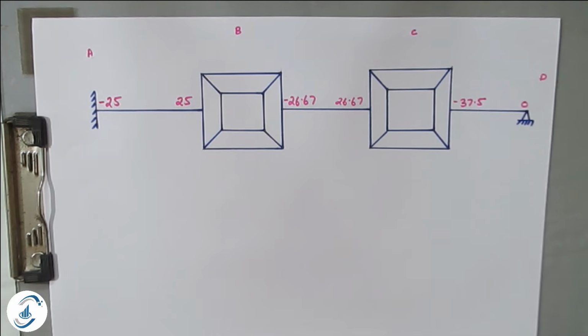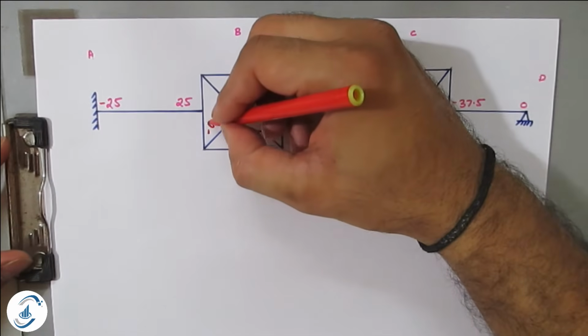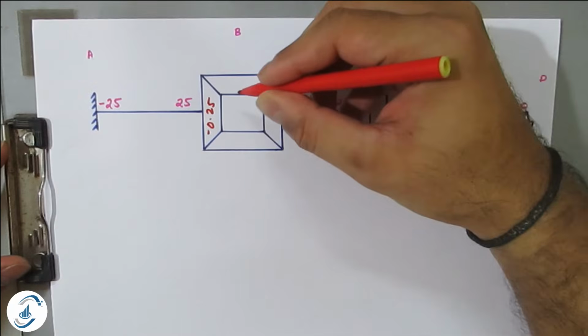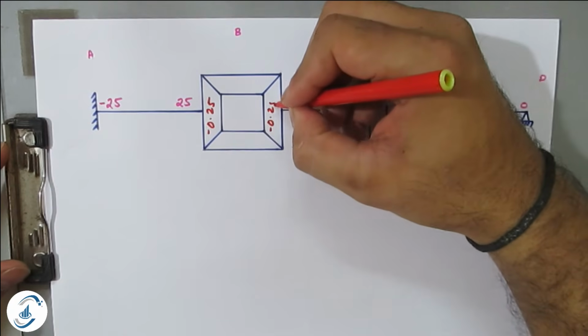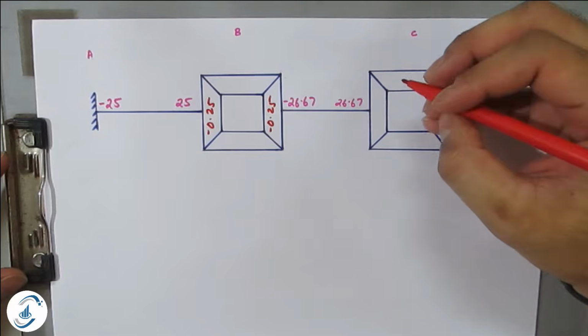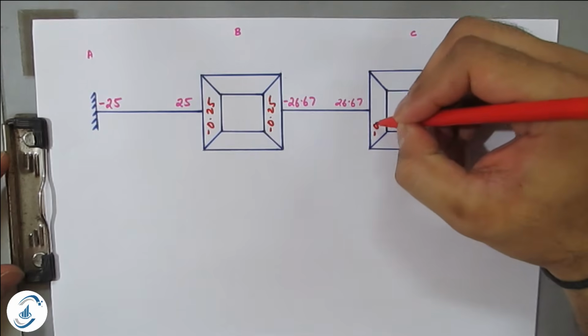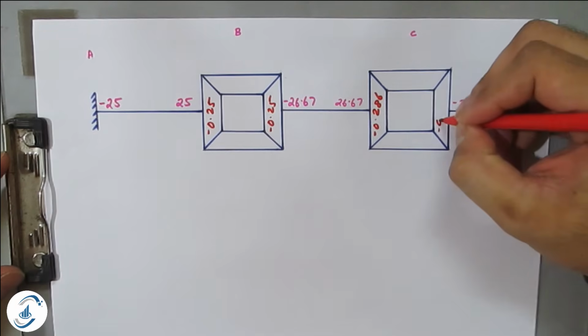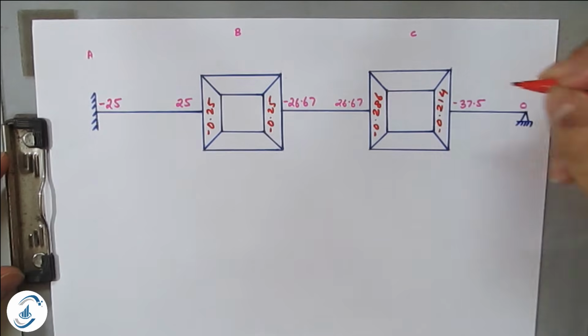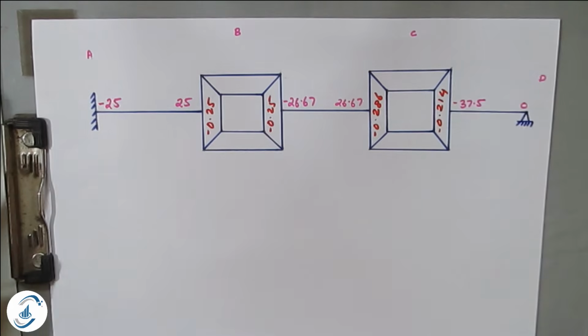So once you have done this, then you have to write down the rotation factors which we just calculated. So BA was minus 0.25. In this you have to write down here. Then BC is minus 0.25. CB is minus 0.286. And CD is minus 0.214. So these values you have to write down.